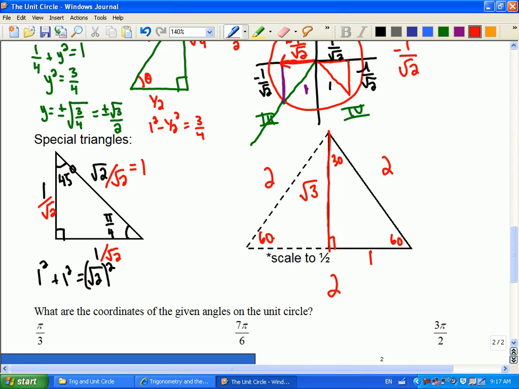If you need to put it on the unit circle, we can scale it by 2. So for example, this now would have a length 2. If I stuck it on the unit circle, it wouldn't fit. So if I divided everybody by 2, now I'm on the unit circle.